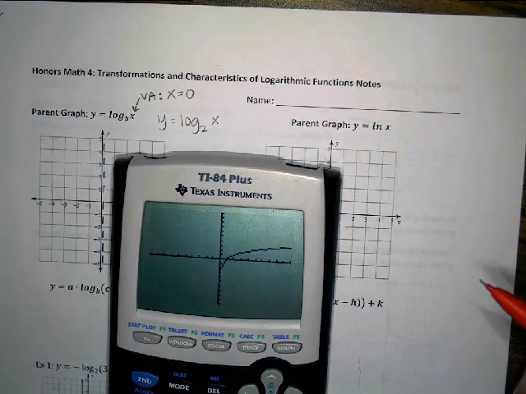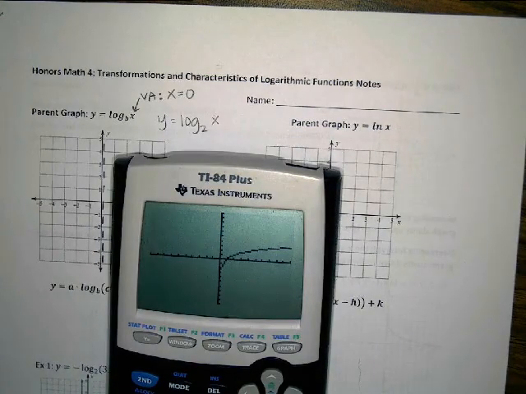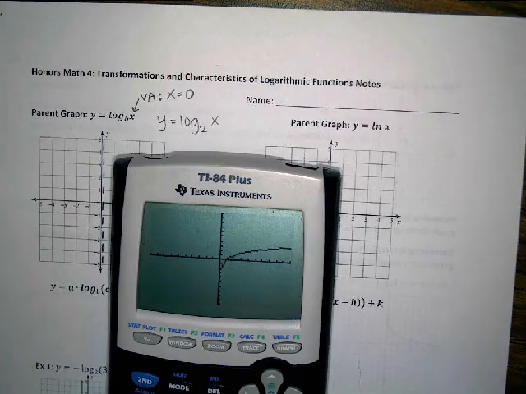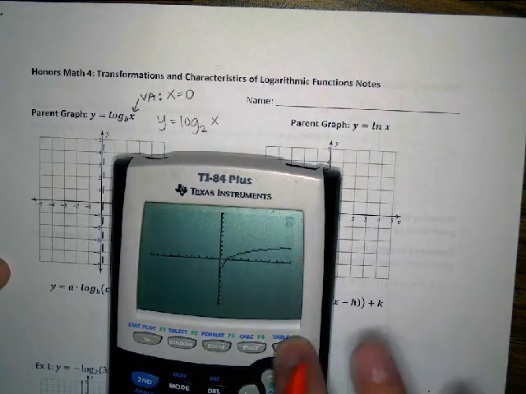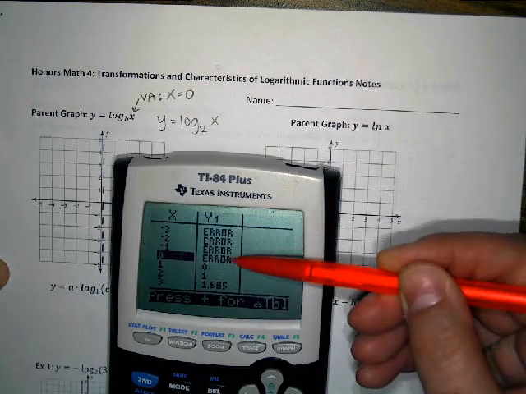The asymptote acts like a fence. Nothing can happen to the left of the fence. And if we look back at Desmos, you can see that's true. So there's your vertical asymptote acting like a fence. Nothing gets past it. All right? So when we look at the table, we can definitely see that's true. 0, here's our fence, and then to the left of our fence, nothing happens.